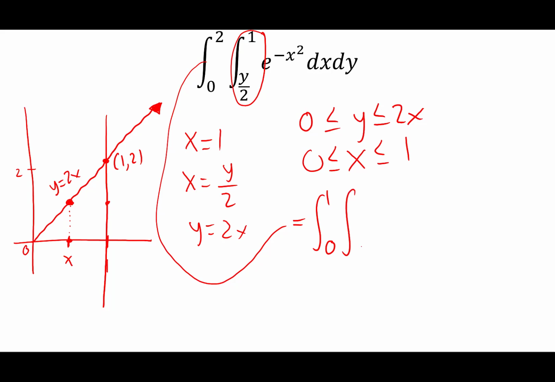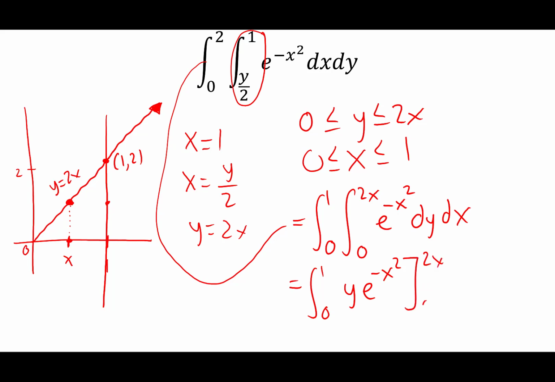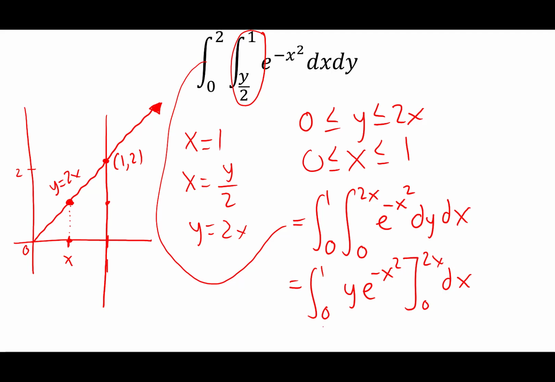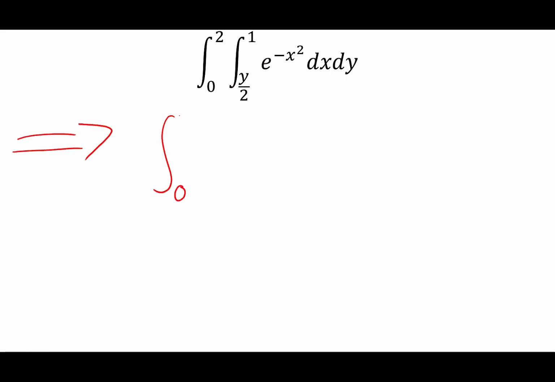So this integral will become the integral from 0 to 1, that's what x is going from, the integral from 0 to 2x, that's what y is going from, of e to the minus x squared dy dx. Boom, now that's something we can integrate, so let's integrate that. If we integrate with respect to y, we're just going to get the integral from 0 to 1 of y e to the minus x squared dx, evaluated at 2x and 0. If we plug that in, we'll get the integral from 0 to 1 of 2x e to the minus x squared dx.